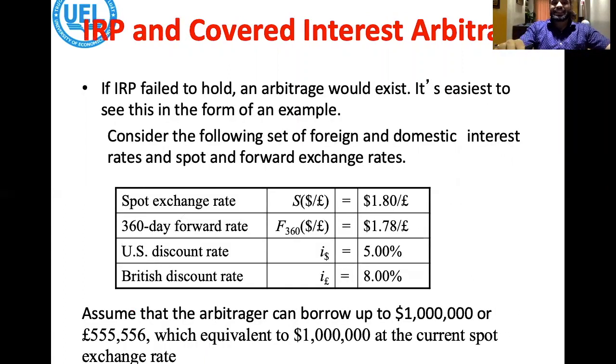Now here we can see the example that's proof that we may have IRP or we may have a covered interest arbitrage. By looking at this example, we will find whether the round trip is better, where you have to bear transaction cost and still you are making a profit, or local investment is better, where you can save some kind of transaction or transportation cost.